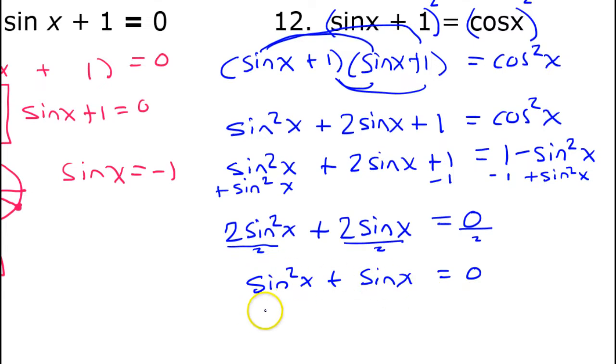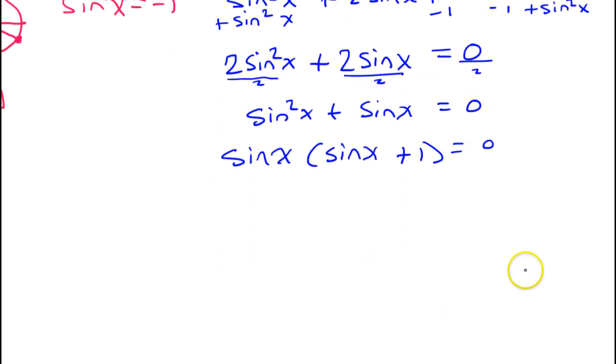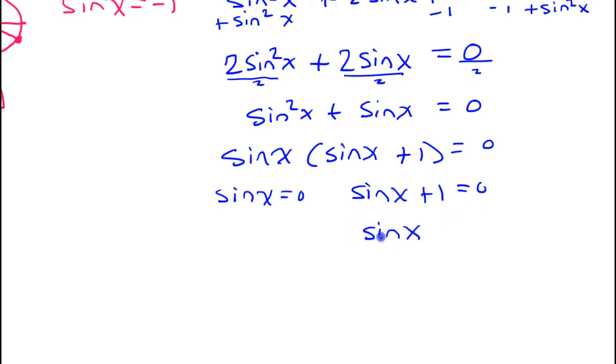Now I will do the GCF. So I will take out the sine x, and that will leave behind sine x plus 1. Now I will set these factors equal to 0. So I will set sine x equal to 0, and I will set sine x plus 1 equal to 0. Subtracting 1, I have sine x equals negative 1.